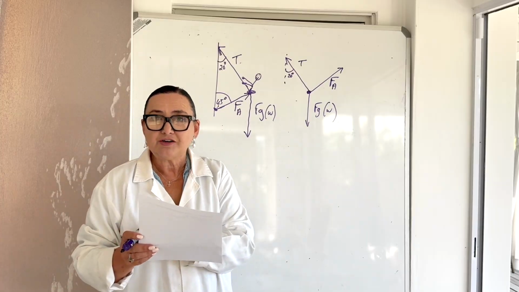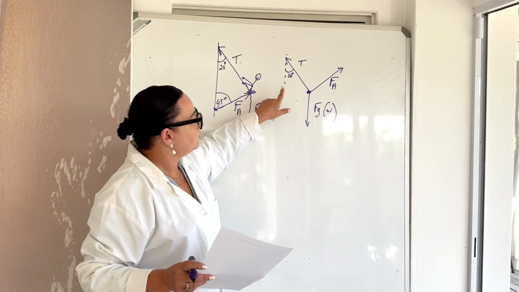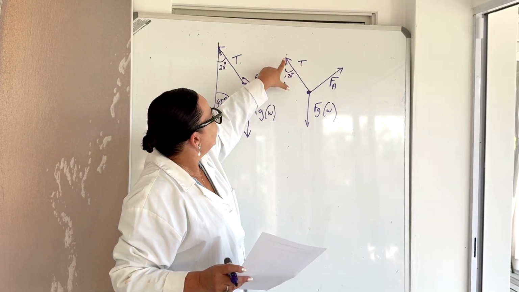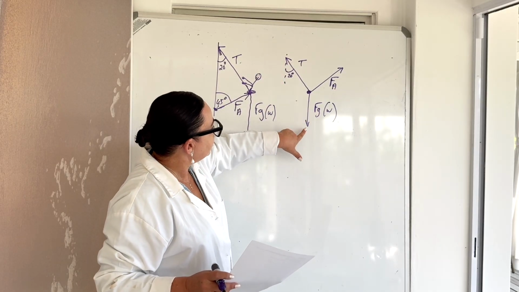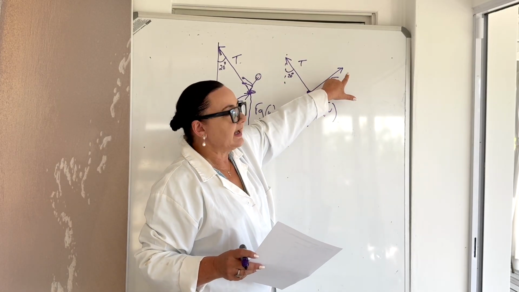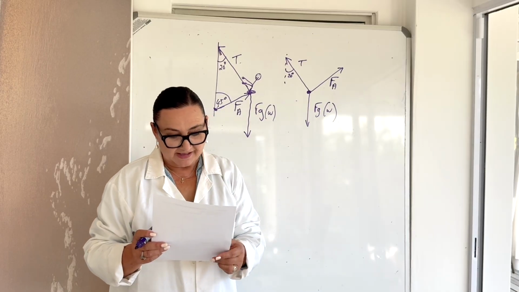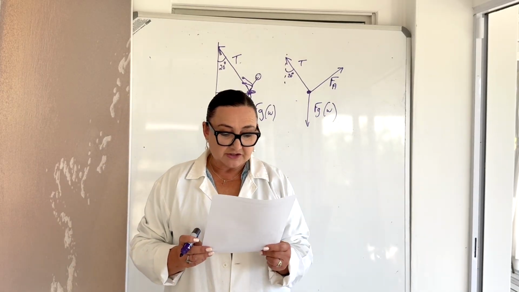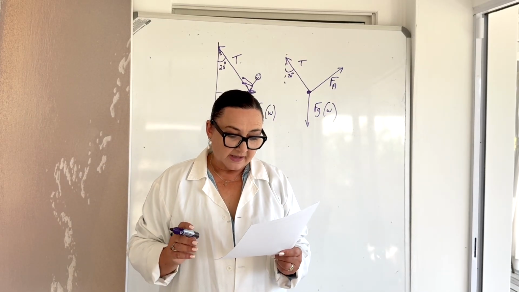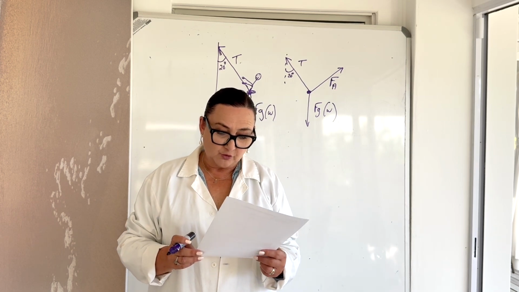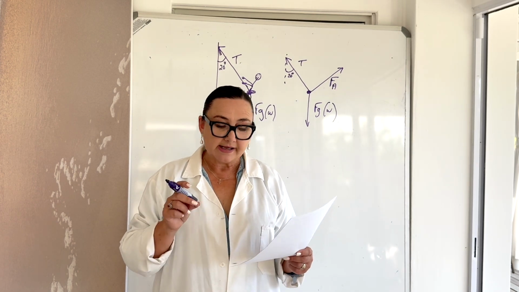Again, what are the marks? 3 marks. Do I have 3 there? Yes. T and the arrow. Fg and my arrow. Fa and my arrow. Next question. Determine the magnitude of the force which the rope exerts on her.